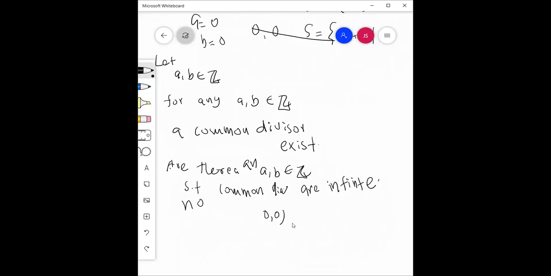You can see that from this exceptional case, for 0, 0, you can find infinitely many common divisors, because if you choose any integer, that is a common divisor of 0, 0, right? Now the problem is, if at least one is non-zero, what about the number of common divisors? A not equal 0 or B not equal 0. Number of common divisors is always finite, right?